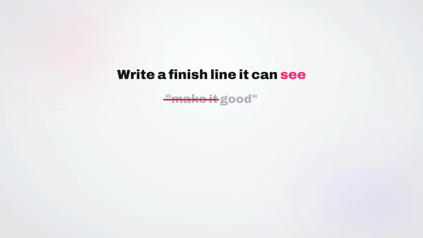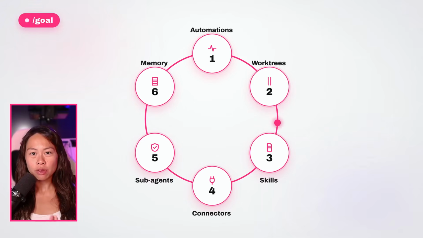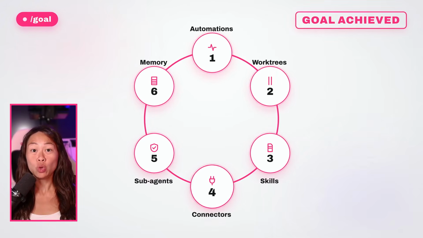The trick is writing a finish line the checker sees in the logs. Don't say, "make it good." Say, "done when the tests pass." And add a stop rule, like "stop after 15 tries and tell me what's blocking you," so it never runs forever. Set the finish line once and walk away. The loop runs itself. And a second pair of eyes decides when it's truly done.